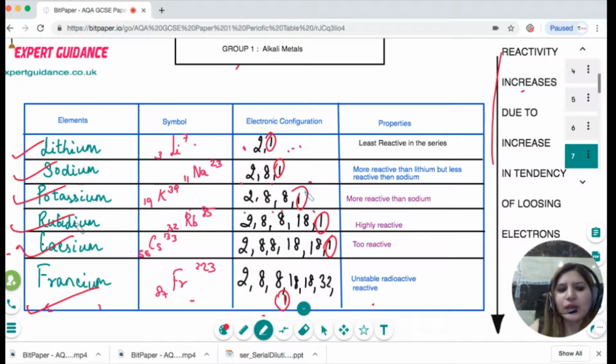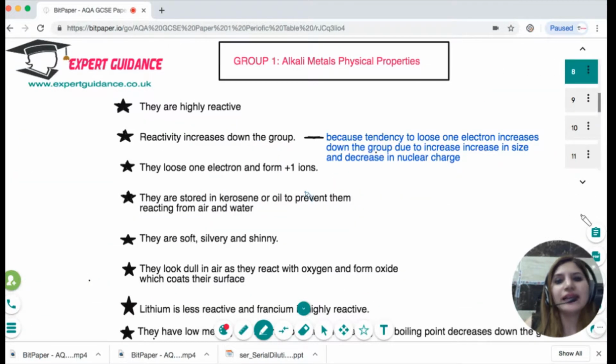And then, which is the least reactive alkali metal? That is lithium. Out of sodium and potassium, which is more reactive? You can easily say potassium because it is down the group. Down the group, the reactivity of group 1 metals increases. Okay, now let us look at the physical properties of group 1. They are highly reactive.